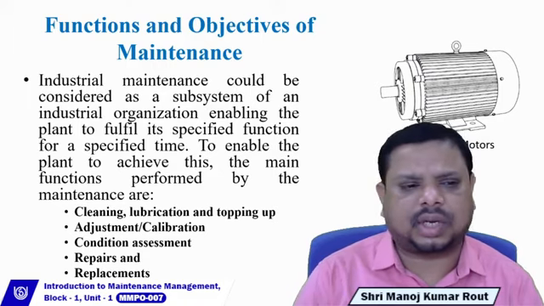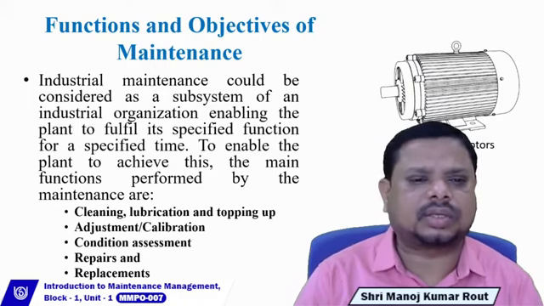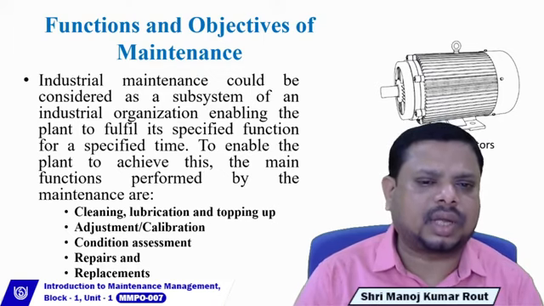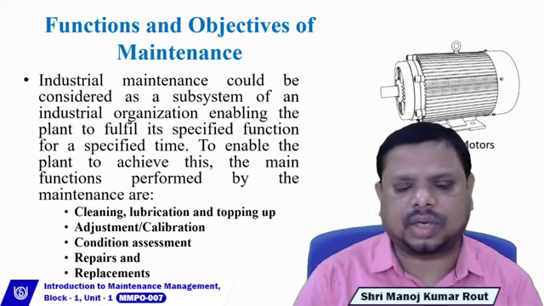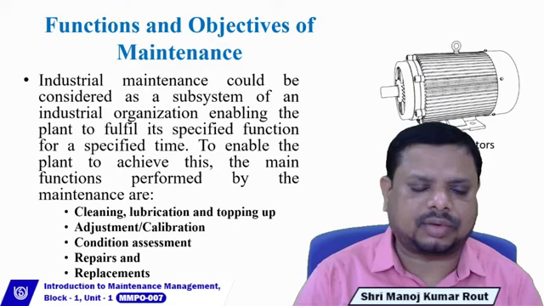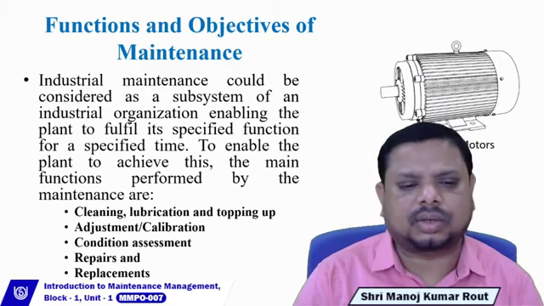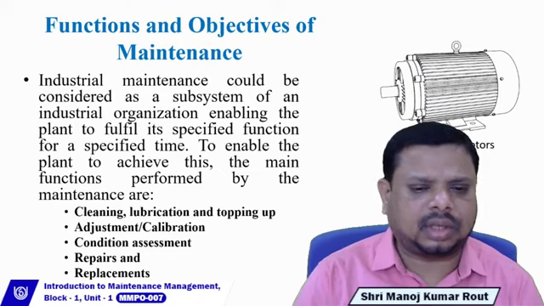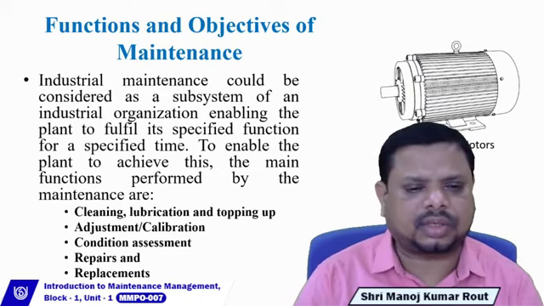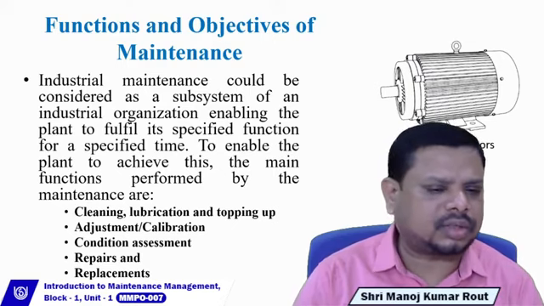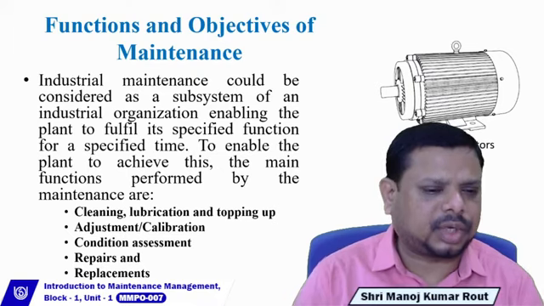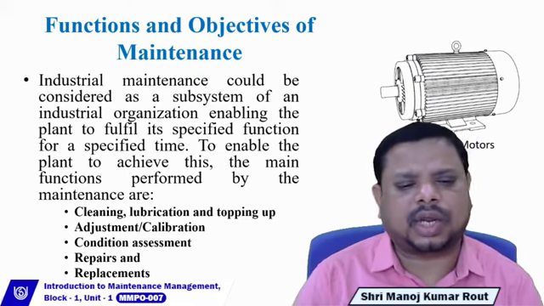I am repeating the same sentence: industrial maintenance could be considered as a subsystem of an industrial organization, enabling the plant to fulfill the specific function for specific times. To enable the plant to achieve this, the main functions performed by maintenance are, first, cleaning of the various components. The next is lubricating the various components. The next is topping off the various gearboxes, motors, as well as various components of the hydraulic parts. The next we have adjustment or calibration.